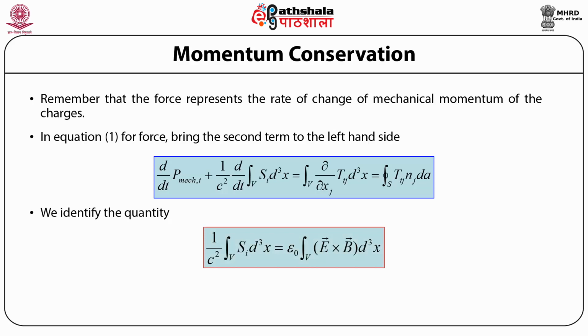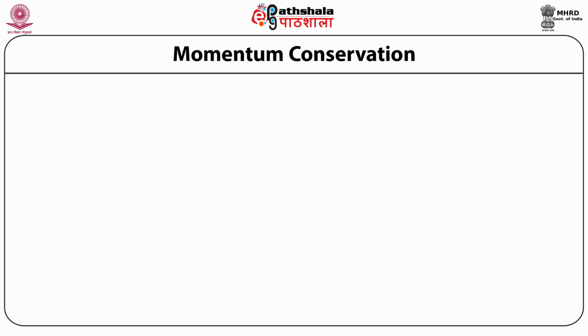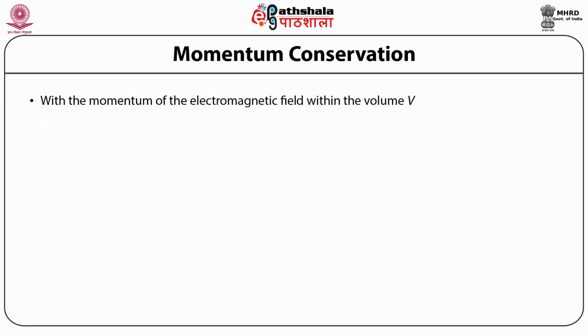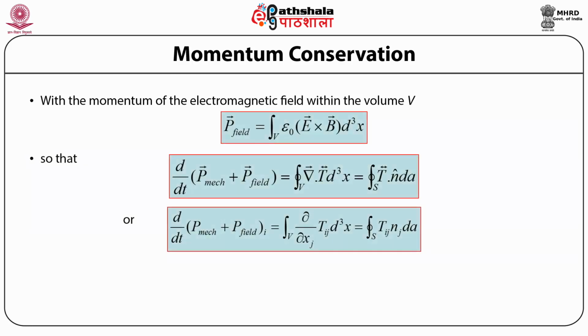Also, we identified that the quantity given in the second term on the left hand side, that is 1 by c square times the volume integral over the volume element d cube x of the ith component of the Poynting's vector, can be written as epsilon naught times the volume integral over the volume element d cube x of the vector product of the electric field and the magnetic field induction vector B. So, replacing this in the above expression, we can then write down the momentum of the electromagnetic field within the volume V as P vector subscript field equal to the volume integral over d cube x of epsilon naught times the cross product of the electric field and the magnetic field induction vector.